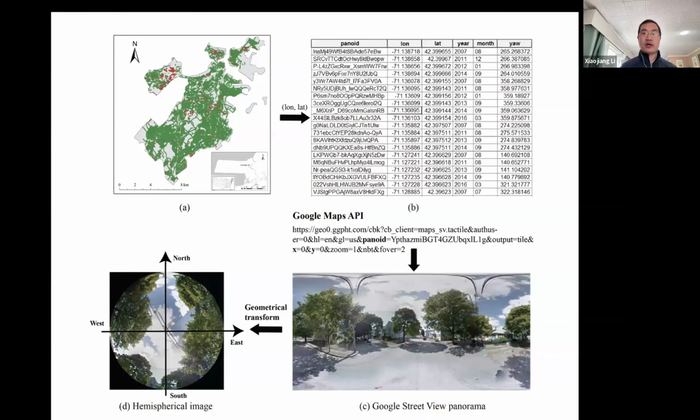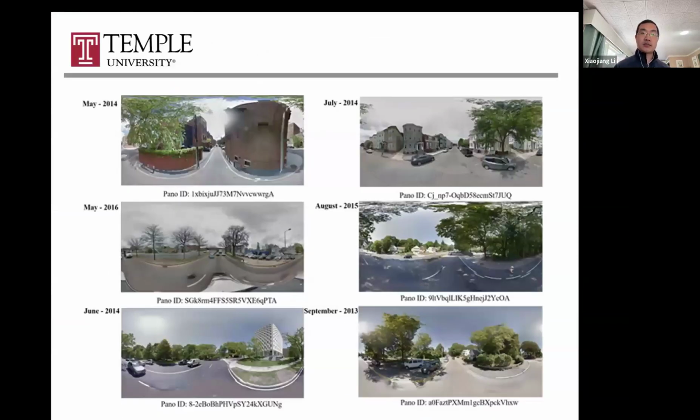Here's the pipeline to get the images. On the top left are the sample sites I created in the Boston area. Then I get the panorama images, and I use a projection transform to convert the panoramic image to a hemispherical image. It shows you the bottom-up view of your street. Some Google Street View images were captured in different seasons, so we only select the images captured in the green seasons.